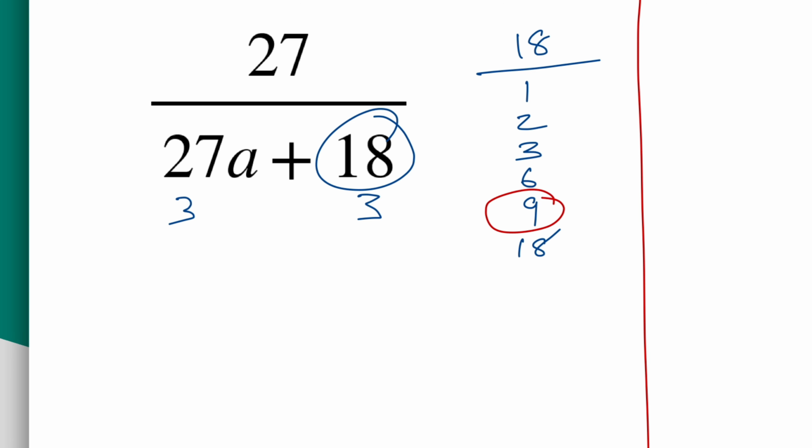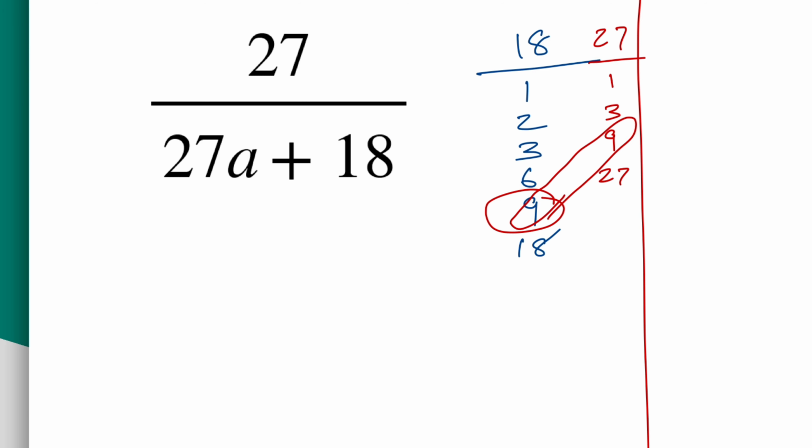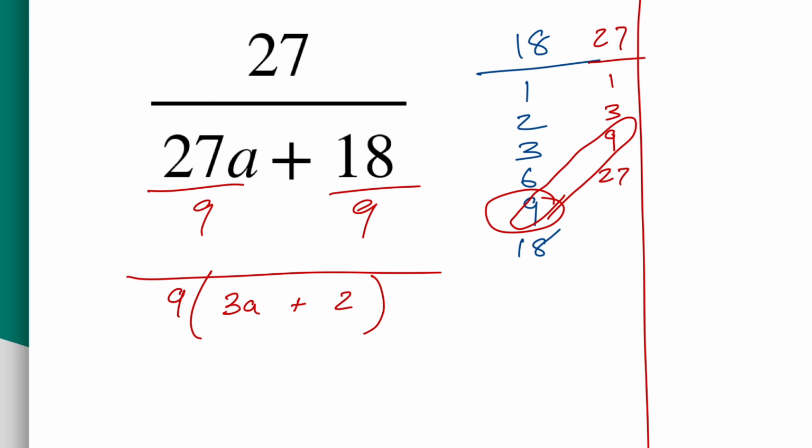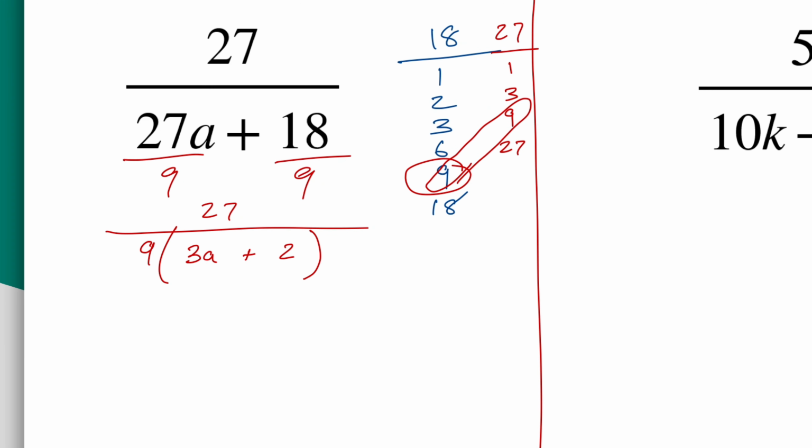Now, if you still don't see that, do the same thing with 27. Write out all the factors, 1, 3, 9, and 27, and you could just find the highest one in each, okay? So let's erase that. We're not going to divide out by 3. We're going to divide out by 9, like this, okay? And so we're going to get 9 times 3a plus 2. And this was under 27, okay?